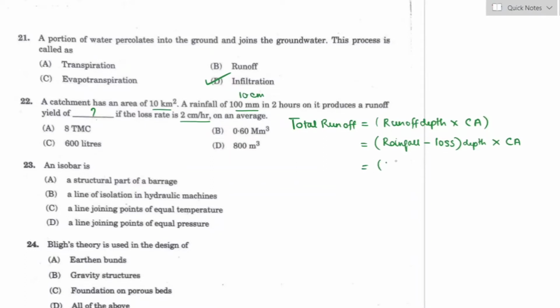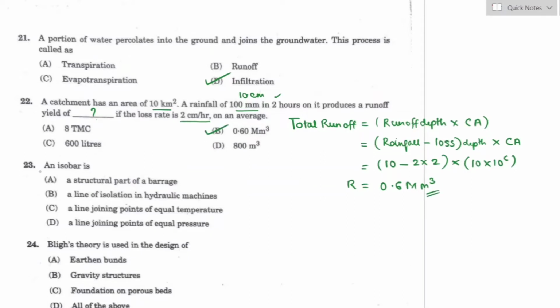So it will be 10 centimeter. Loss rate is 2 cm per hour, which means that for 2 hours, it is 2 into 2. Catchment area is given as 10 km square, so 10 into 10 to the power of 6. So the total runoff will be 0.6 million meter cube. Option B is the right answer.